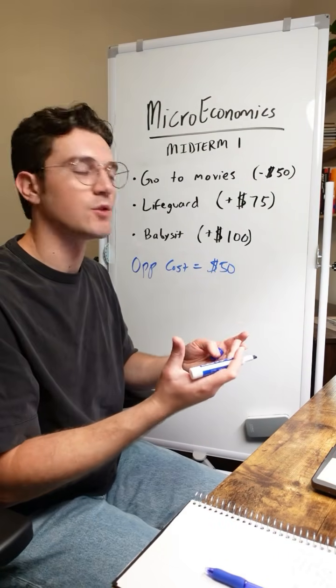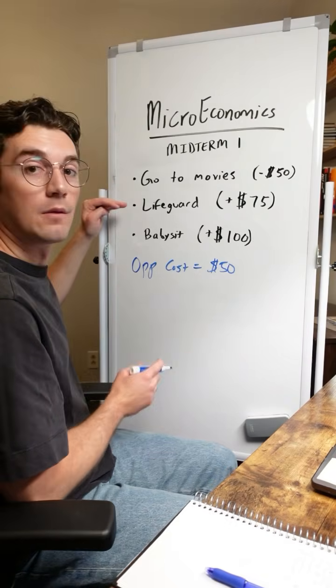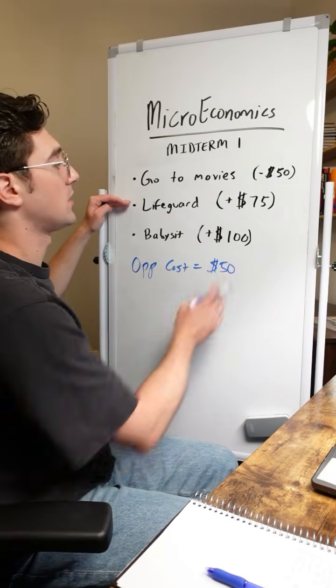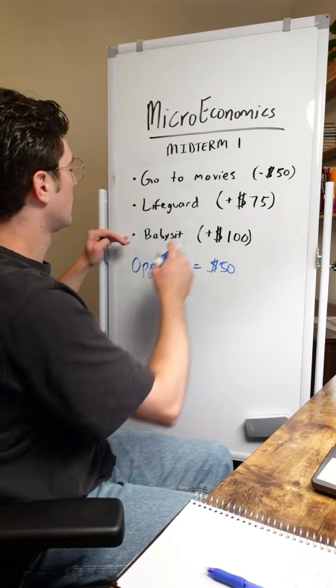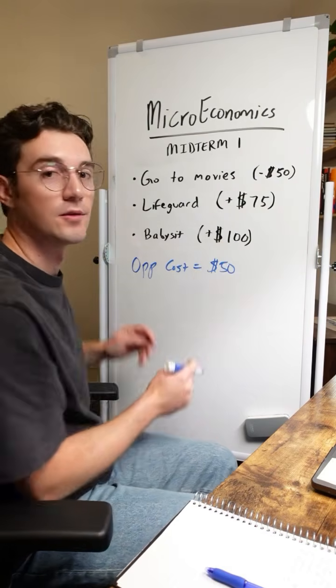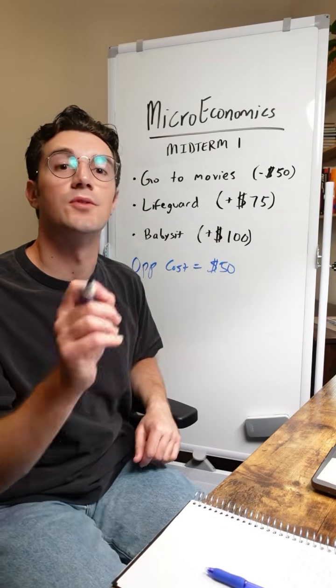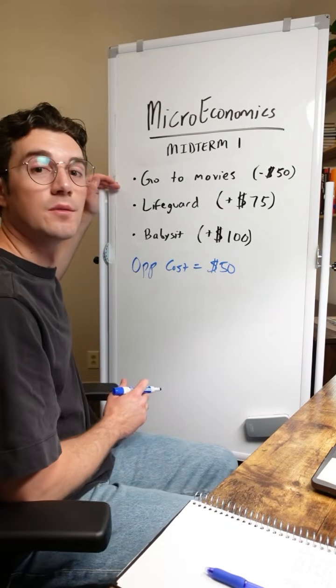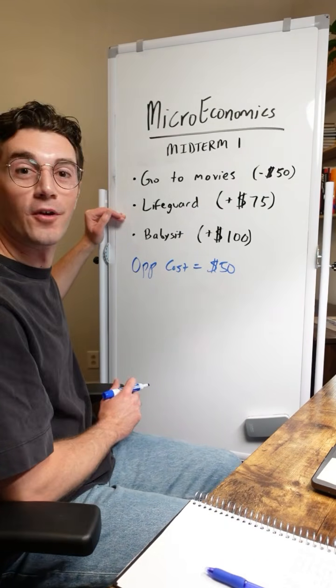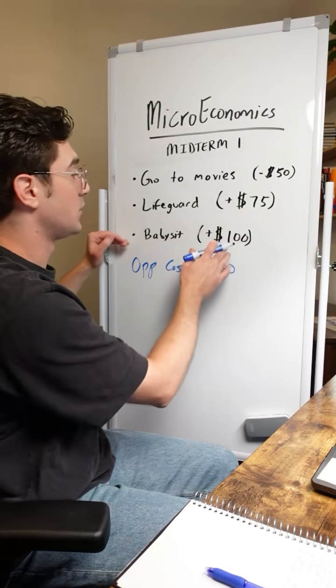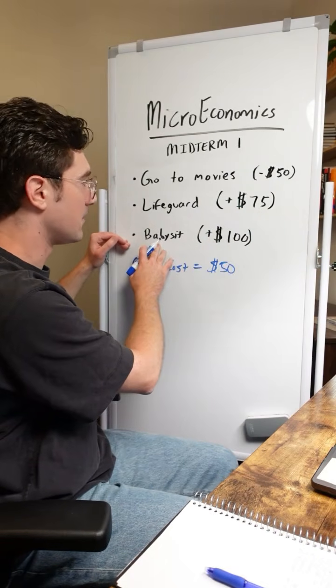So for starters here, yes, our cost of going to the movies is this $50 price, but we've also got to ask ourselves, what are we missing out on here? Well, we're missing out on either going and lifeguarding and earning $75 or babysitting and earning $100. When you're faced with problems like these, only focus on the next best alternative. Because if you didn't go to the movies, you'd be stupid to go lifeguarding because you're earning $75 when you could have earned $100 instead by babysitting.